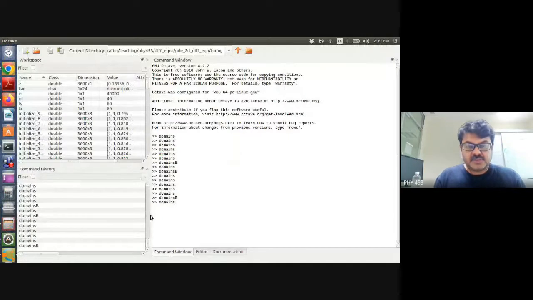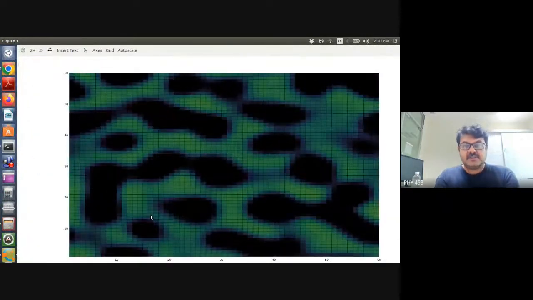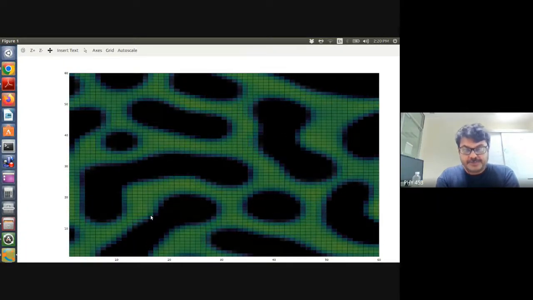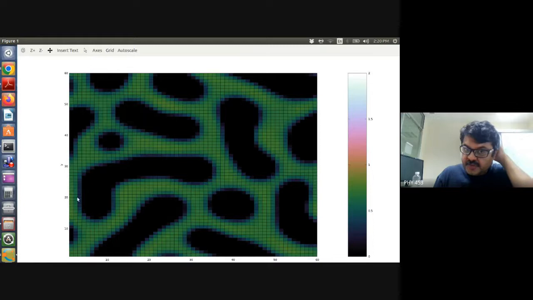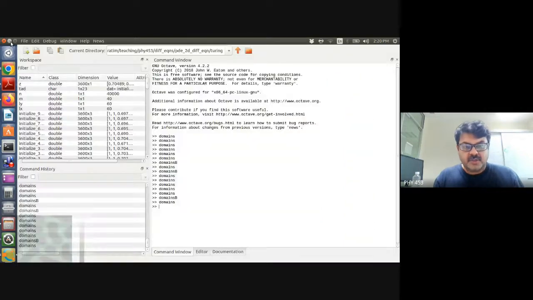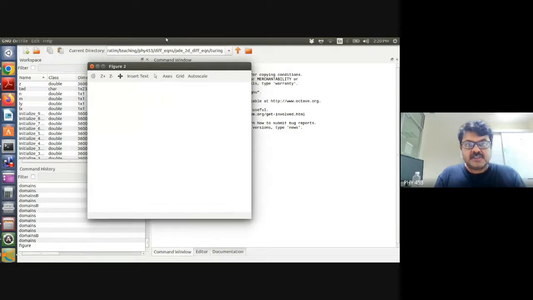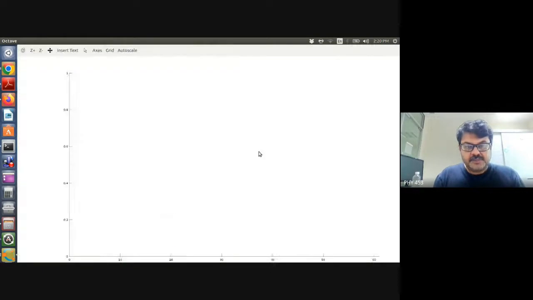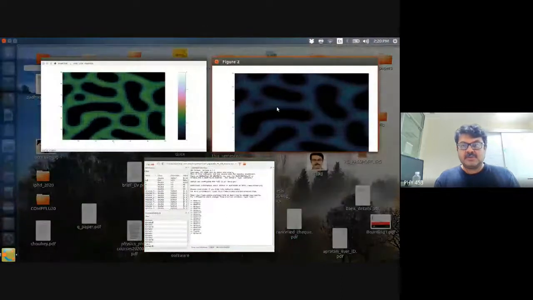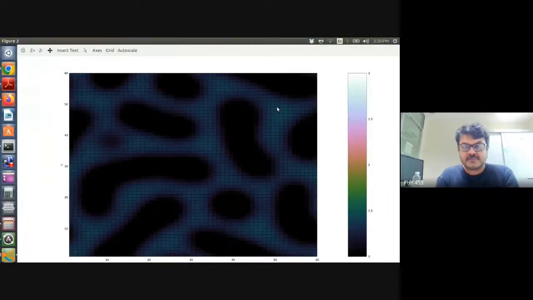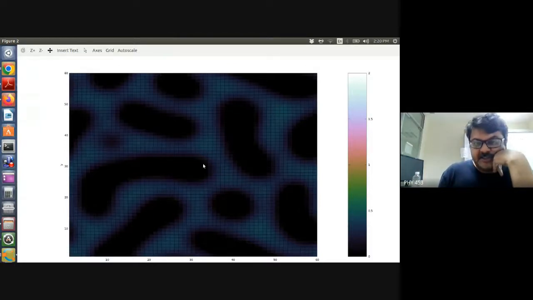Now, if I do domains, so you get a different pattern. Okay, so you have these two small lobes here. You have a right angle lobe here, another lobe like this, and so on. Now if I add another figure and do domains B, I hope this is figure 2. Yeah, this is figure 2. The difference has increased.